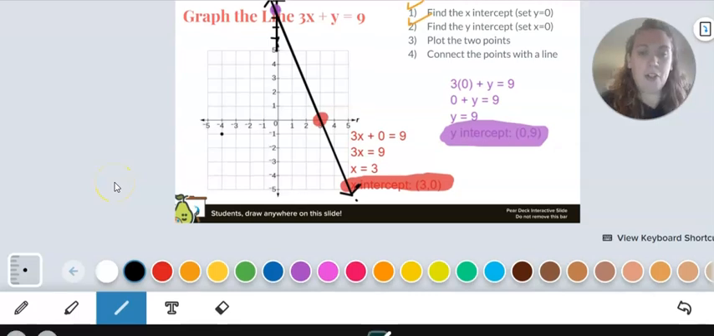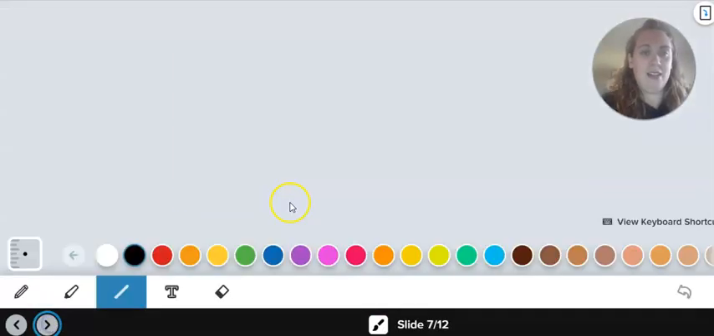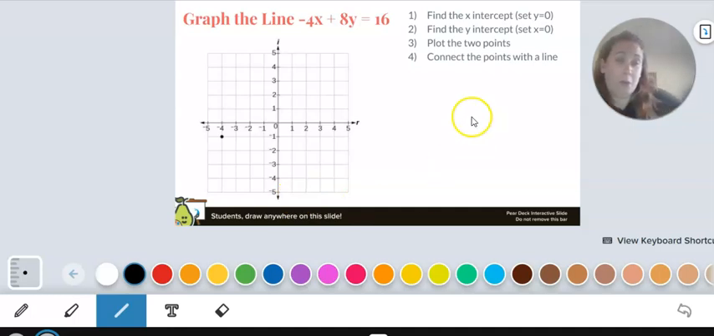When you're all set, you can push ahead to slide 7. We're going to do another one. Hopefully we don't fall into the same problem. I don't think we will, though.